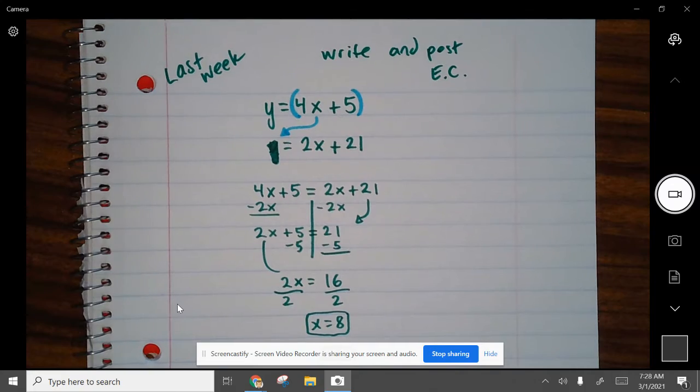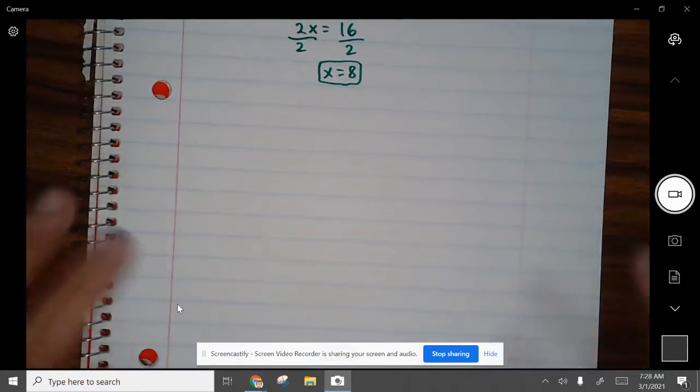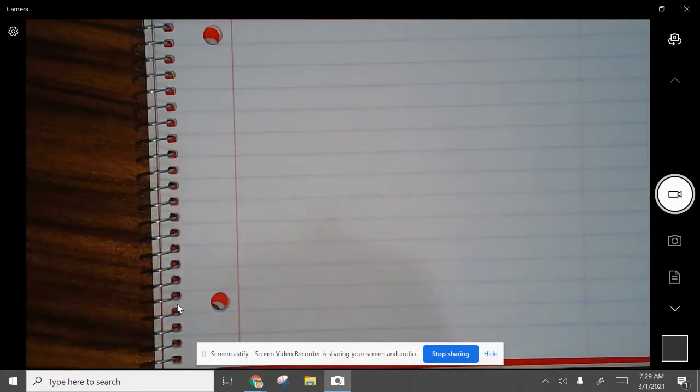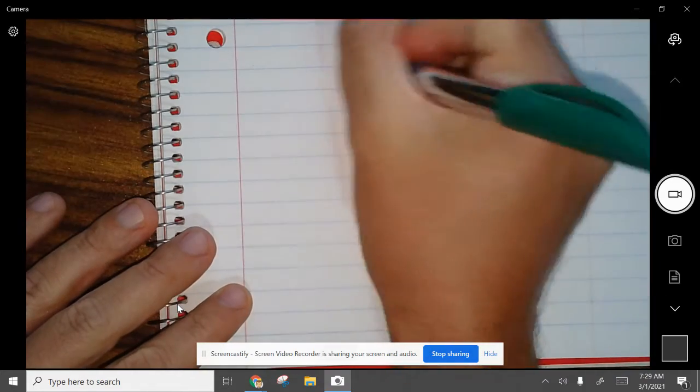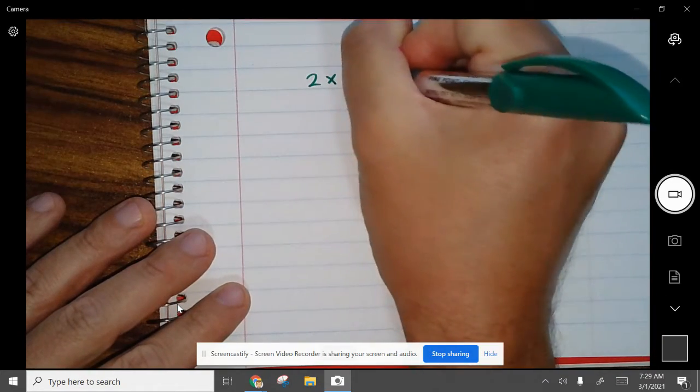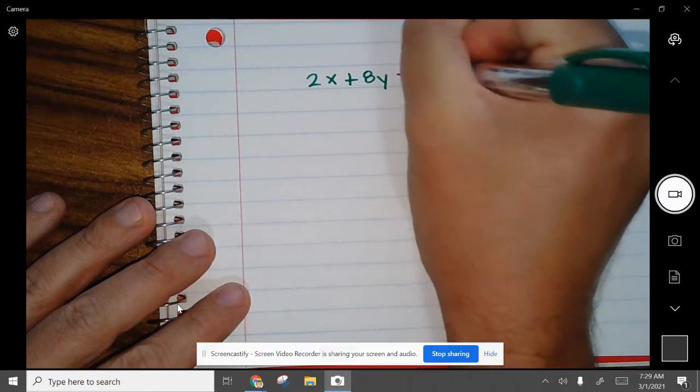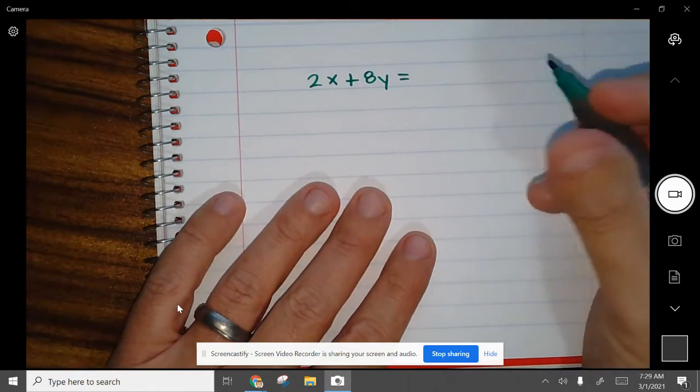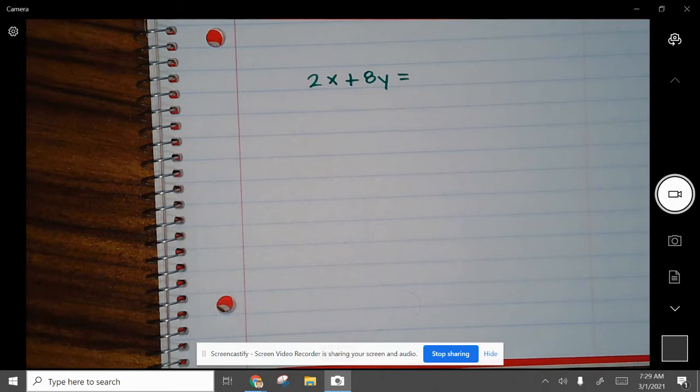All right, now I'm going to go ahead and go down a little bit and get into what we did today. So today's concept was, let's just say 2x plus 8y equals, let me see, one second here.